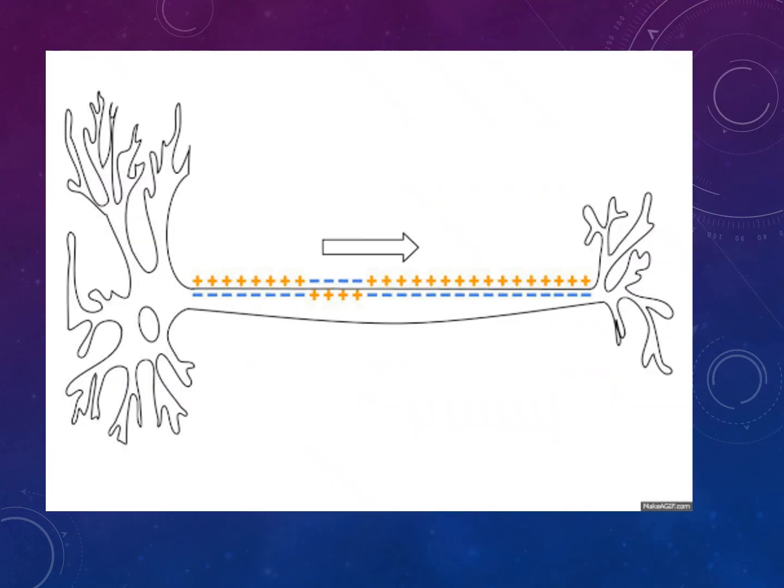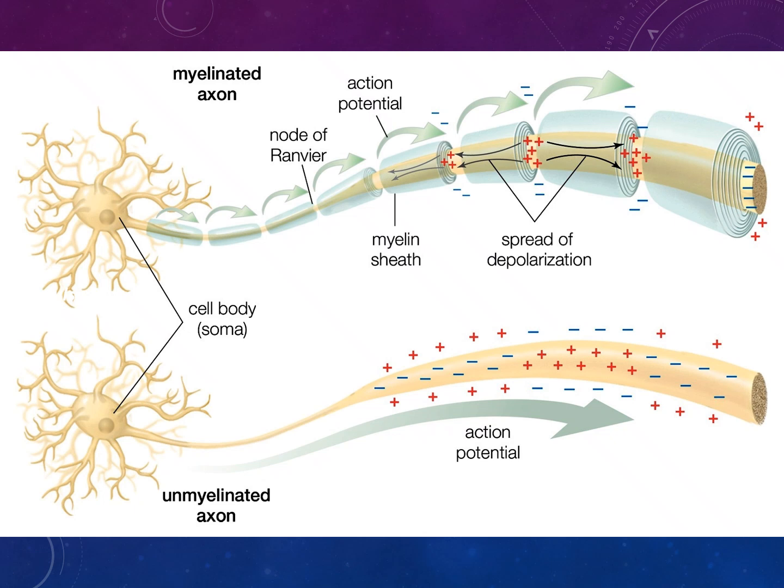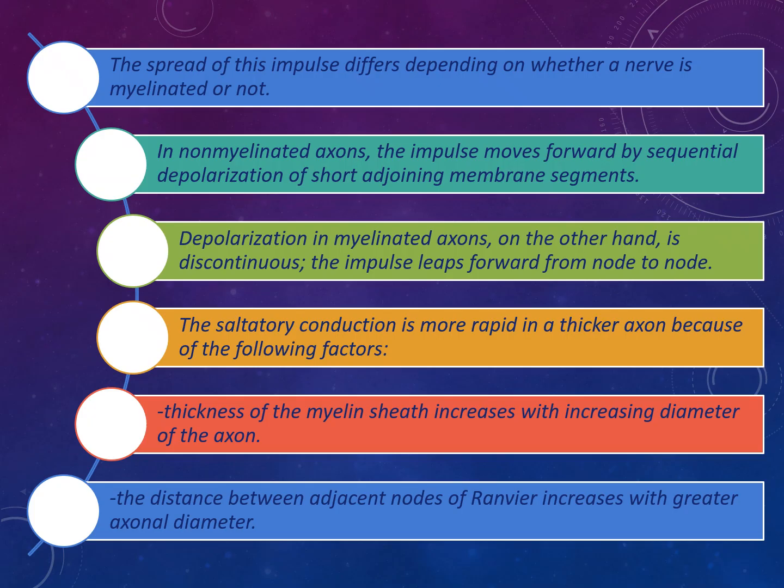And in this, we can see the gradual transfer of an impulse from the cell body to its dendritic ends around the axon, and then it is transferred to the next nerve body. Now, there are two types of nerves. There's a myelinated and an unmyelinated nerve. The difference is the presence of a thick myelin sheath in myelinated nerves, and in between there are nodes of Ranvier. The spread of this impulse differs depending on whether a nerve is myelinated or not.